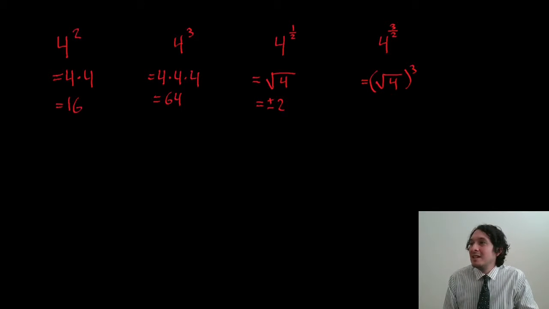And so let's see, the square root of 4, that's something that I know, that's 2. And then 2 cubed. I don't need the parentheses since there's no other operations here. I know that as well. That's 8. So 4 to the power of 3 over 2, that's 8. And that's it. Let's see a couple more examples of this.